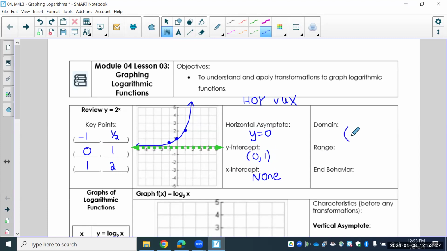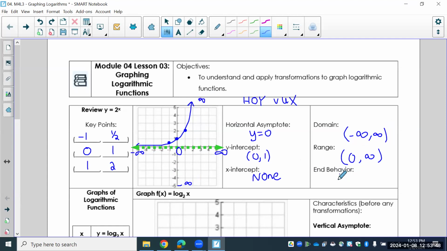The domain is -infinity to infinity. That's right here. It goes from -infinity to infinity without stopping. The range is 0 to infinity because remember, there is no graph down here, nothing, but it starts at 0 and then rises to infinity. So that's a little review of that.